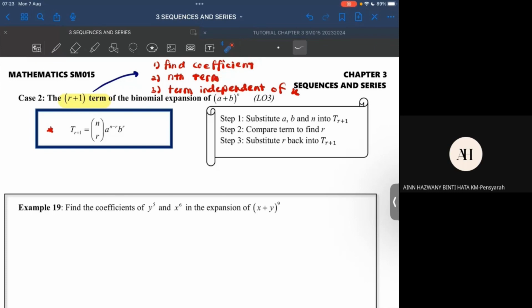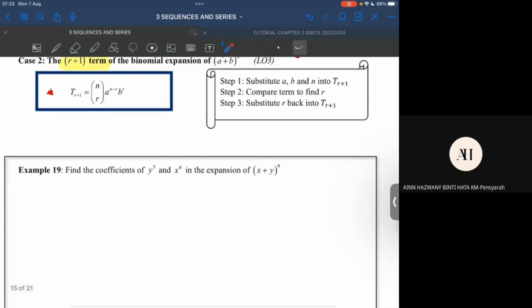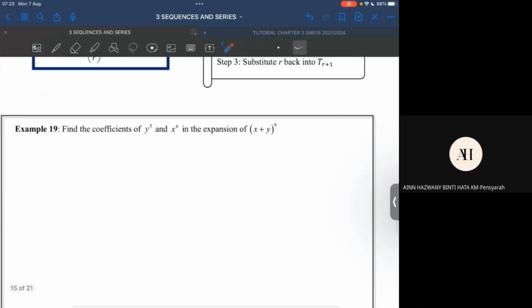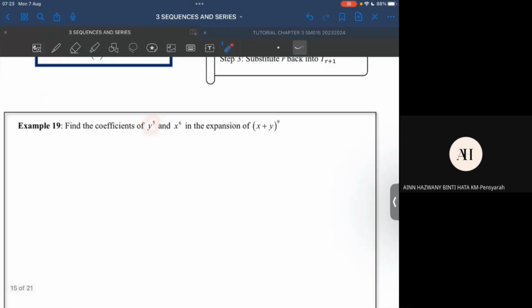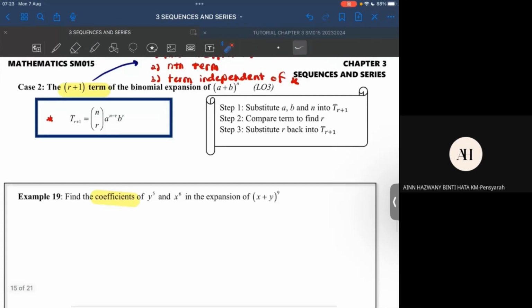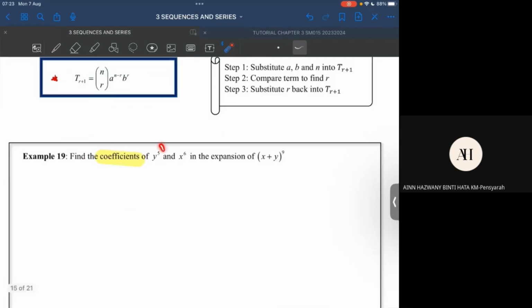Okay, so step. Ada 3 step dekat sini. Senang je, nampak je macam susah tapi senang. First kali is to substitute A, B, N into TR plus 1. Okay, sambil kita tengok step tu kita terus buat lah. Let's see example 19. Find the coefficient of y to the power of 5 and x to the power of 6. So tengok yang soalan dia coefficients. Okay, so kita tahu kita terus boleh guna R plus 1 term. Tak perlu kita nak expand macam kita guna formula tadi. Okay, so apa soalan ni nak ialah coefficient of y 5 and x to the power of 6.